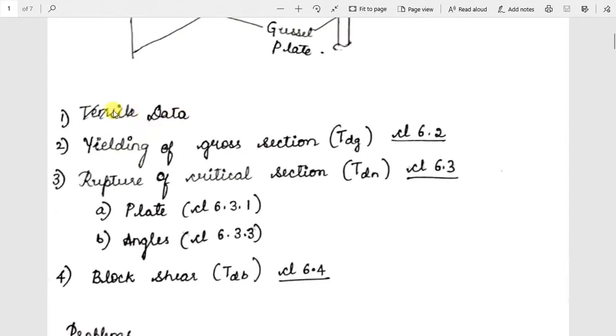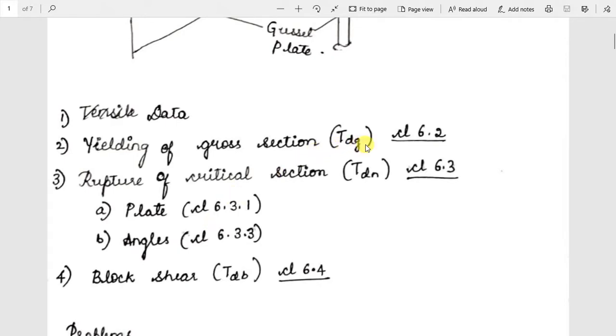The first will be the data. The second, third and fourth: we have to calculate three values, TDG, TDN and TDV. It is nothing but the yielding strength, rupture strength and block shear strength. So once you calculate these three values, these are nothing but the strength in each particular type of failure. The least value will be the strength of the particular tension member.